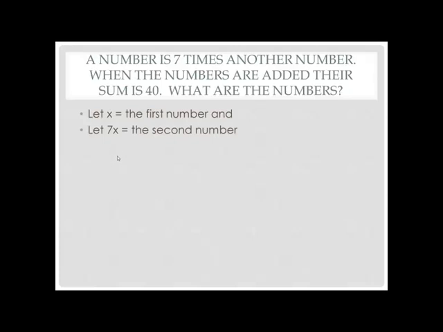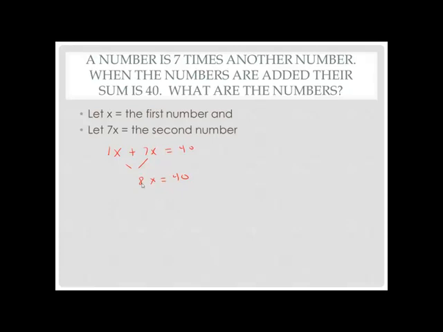And it tells me that when I add those two numbers together, the first number of x, the second number was 7x, the sum of those numbers would be 40. So 1x plus 7x equals 40. Now this is called like terms. Since both of these have x, I have 1x and then I have plus 7x, I can combine those to make 8x equals 40.